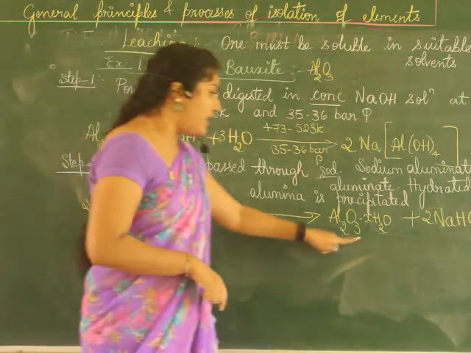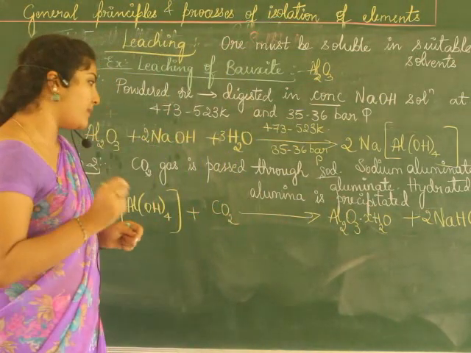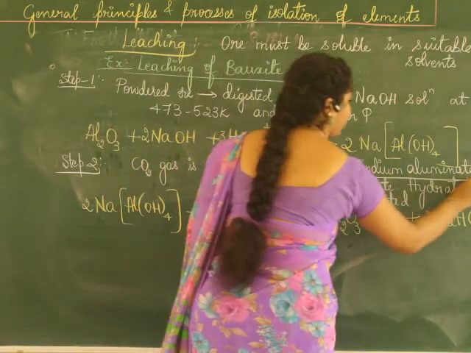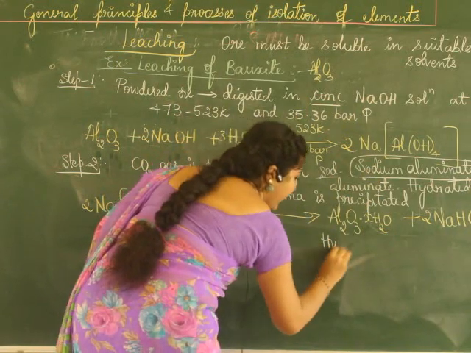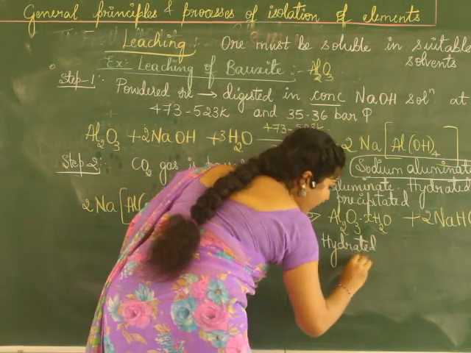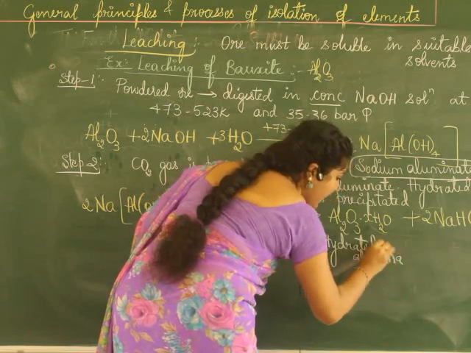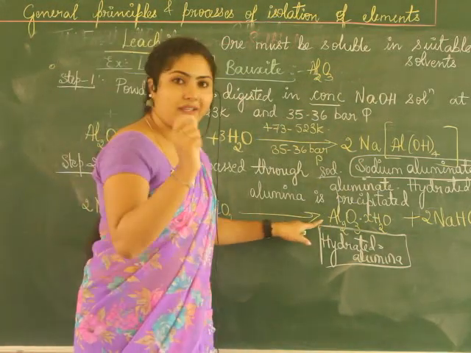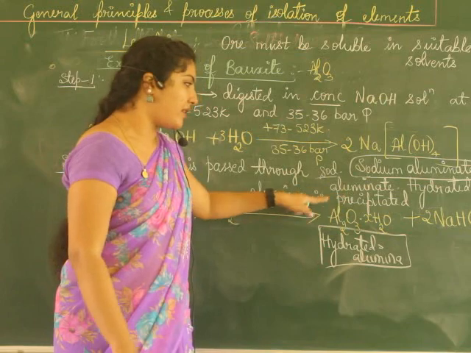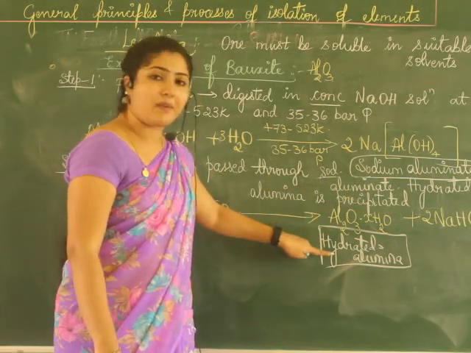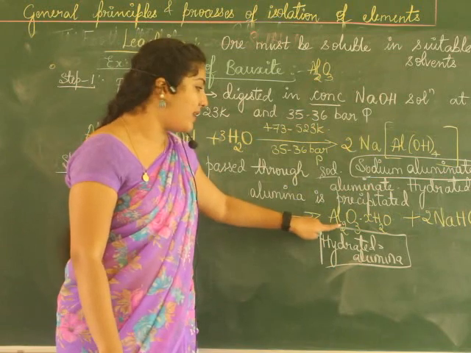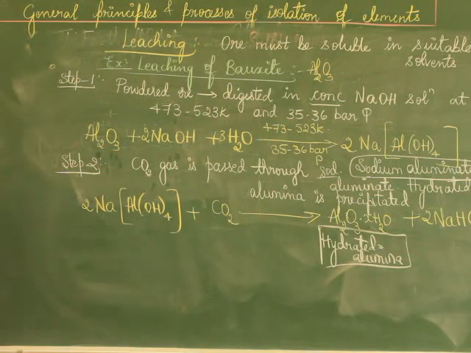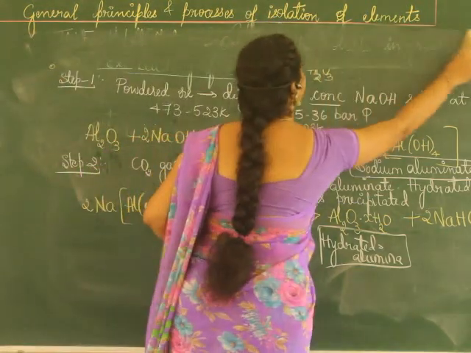Is it clear? And here you need to add one more point. This is hydrated alumina, isn't it? To get hydrated alumina, what they usually do is add freshly prepared hydrated alumina, to increase the precipitation rate. Please do make a note of it. Here, after noting this point, you say freshly prepared hydrated alumina is added to increase the precipitation of alumina. If these two steps are clear, let's move on to the last very important step.